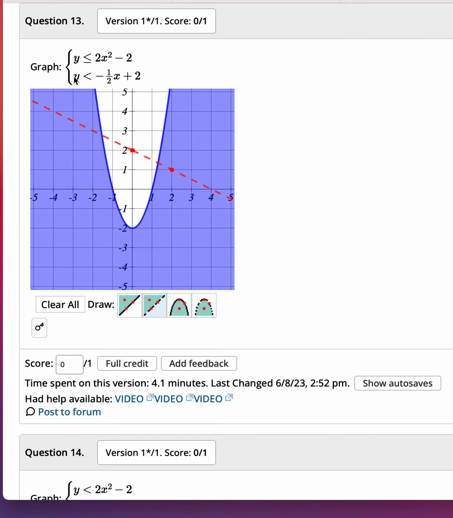And then if I plug 0, 0 in, 0 is less than 2. That is true, so I'd be shading below the line. And then that area out there is the solution set.